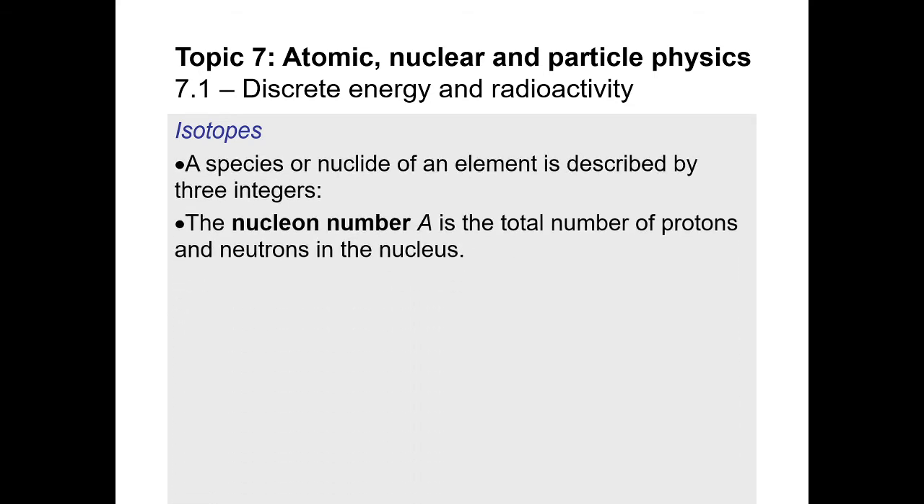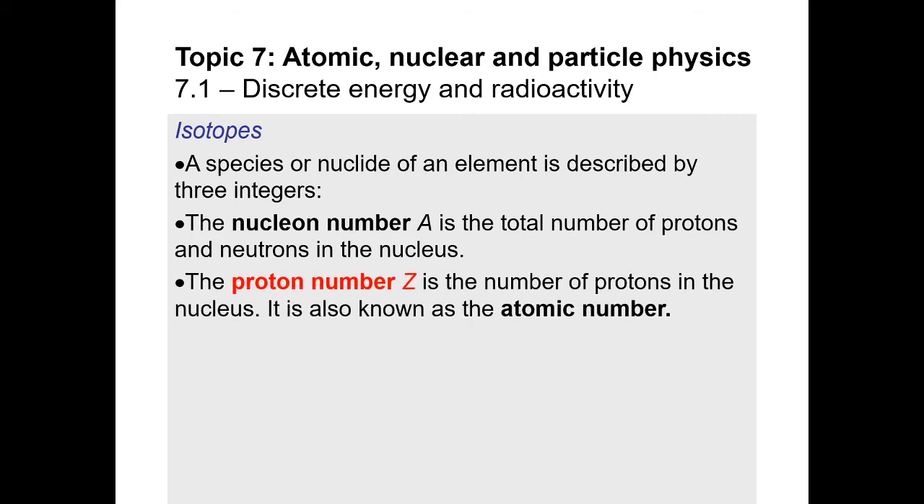All right, now there are 3 numbers that we use to describe an element, or a certain type of isotope. The first one is represented with the letter A, and this is the nucleon number. This is the total number of protons and neutrons inside the nucleus. Now, what is a nucleon? A nucleon is either a proton or a neutron.